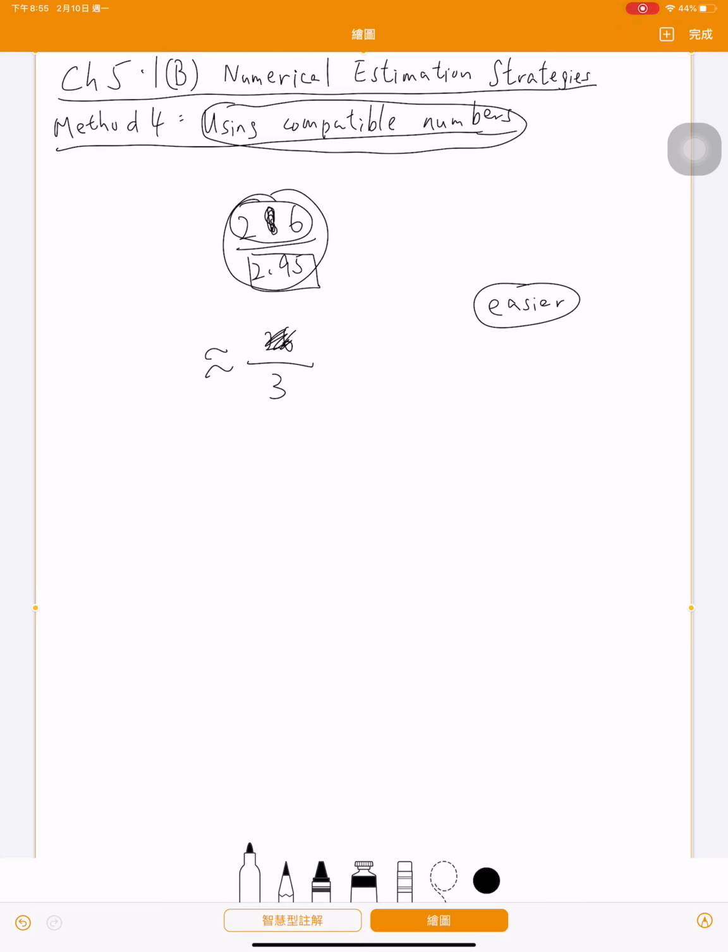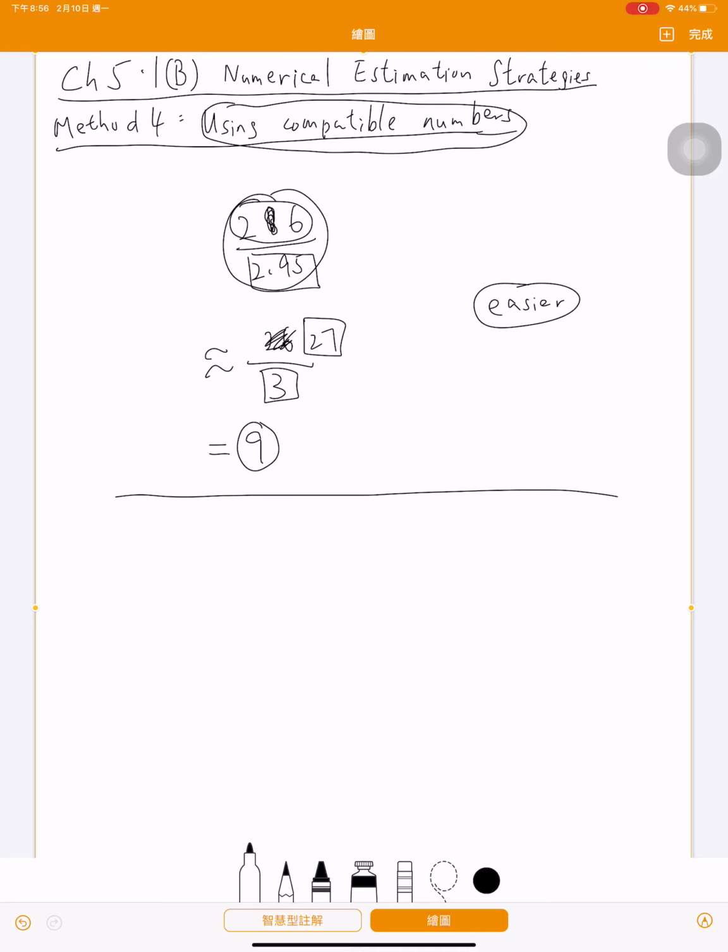The number nearest to 26 that can be divided by 3 should be 27, right? Because we know that 27 divided by 3 will become 9, right? So we will choose these two numbers, 27 and 3, such that the calculation becomes easier, giving 9. That's why I say this method is very easy, but very difficult to use, because you need to have some sense of numbers. So I give you one more example.